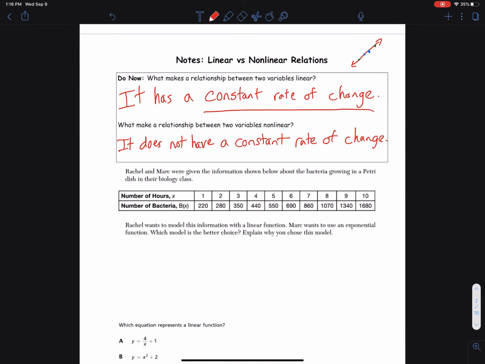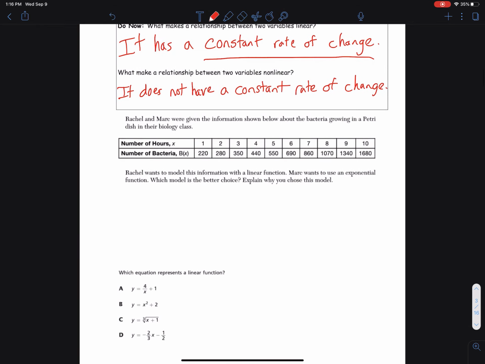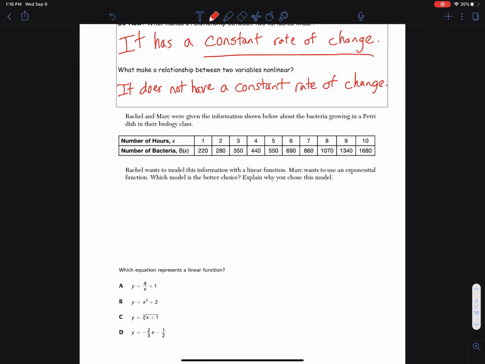And that's what we're going to use to apply to any question that asks us if it is linear or nonlinear. So looking at the next example, Rachel and Mark were given this information, and Rachel wants to model this information with a linear function. Mark, on the other hand, wants to use an exponential function, think nonlinear. So which model is the better choice? We will be doing exponential equations and functions later in the year, in one of our last units. But think about linear and nonlinear right now. Which model is a better choice? So let's take a look.